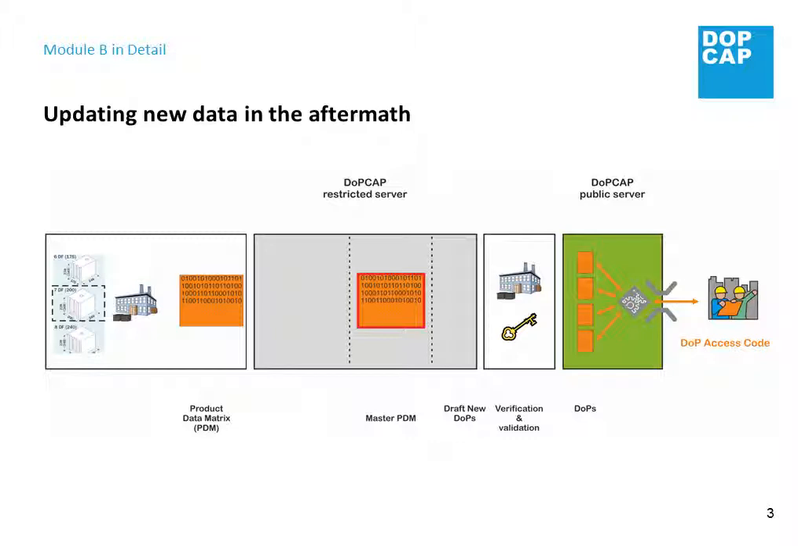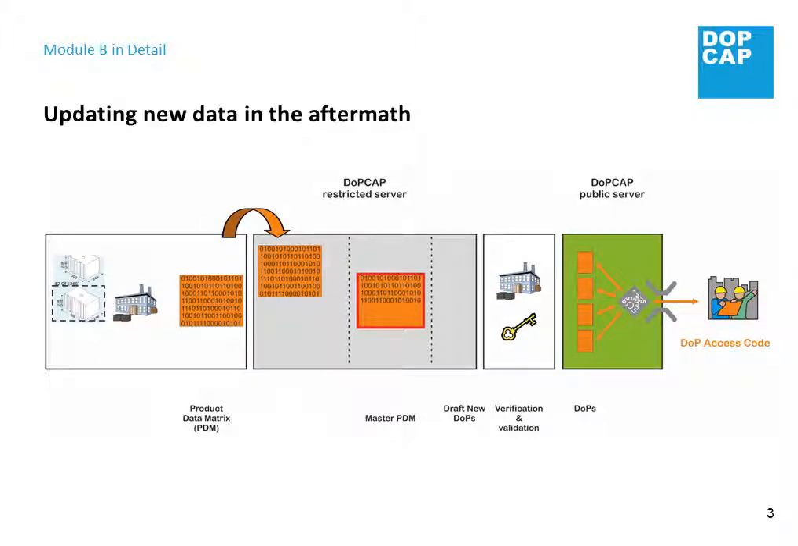Now let's come to updating new data in the aftermath. So what if a new product comes along? What if something changes for a given product? Well, the manufacturer will have to do as before. He will look at his new products and will write the data into a product data matrix. That he will do product by product again until he's finalized that job and has now a new product data matrix containing all the product information for all his products.